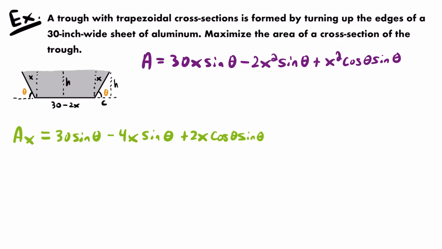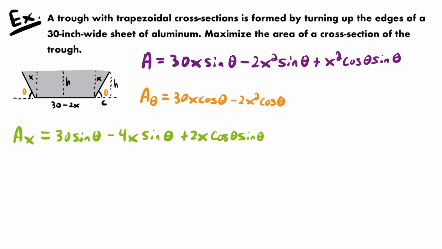Now let's find the partial derivative with respect to theta. And I'm going to write that up here. We'll have A sub theta. And so starting with the first term here, 30x is a constant with respect to theta, but then sine theta, its derivative is cosine. So we have 30x cosine theta. And then the same thing here, negative 2x squared is a constant, but sine theta, you do want to take the derivative of. So we have minus 2x squared cosine theta.